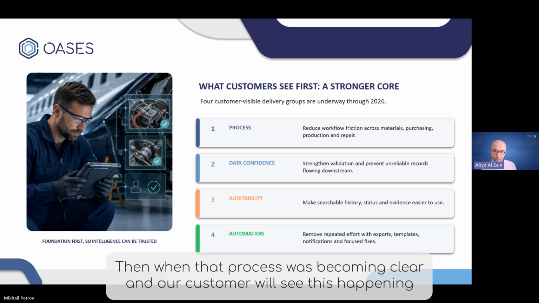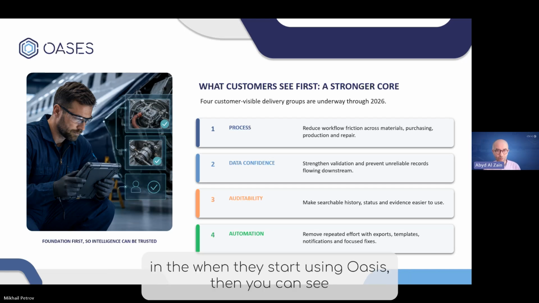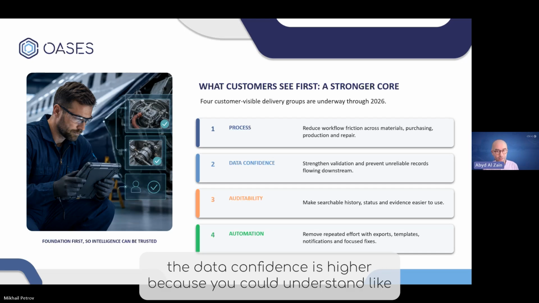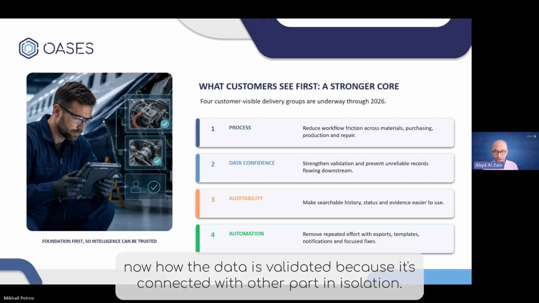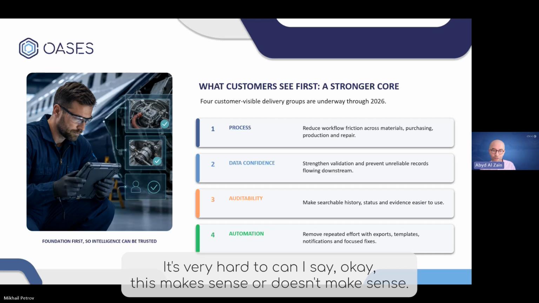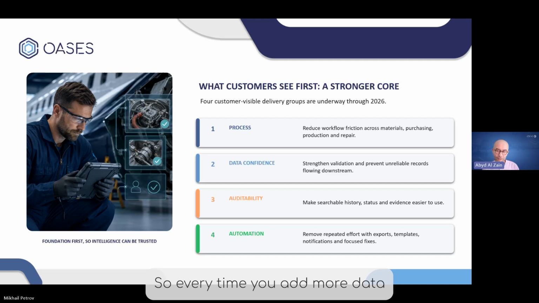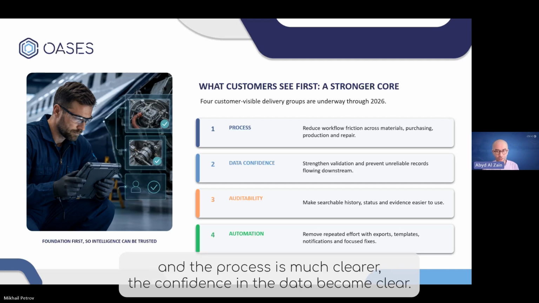Then when that process becomes clear, and our customers see this happening when they start using OASES, you can see the data confidence is higher because you can understand, all right, I can now see how the data is validated because it's connected with other parts. In isolation, it's very hard to say, okay, this makes sense or doesn't make sense. So every time you add more data and the process is much clearer, the confidence in the data becomes clearer.